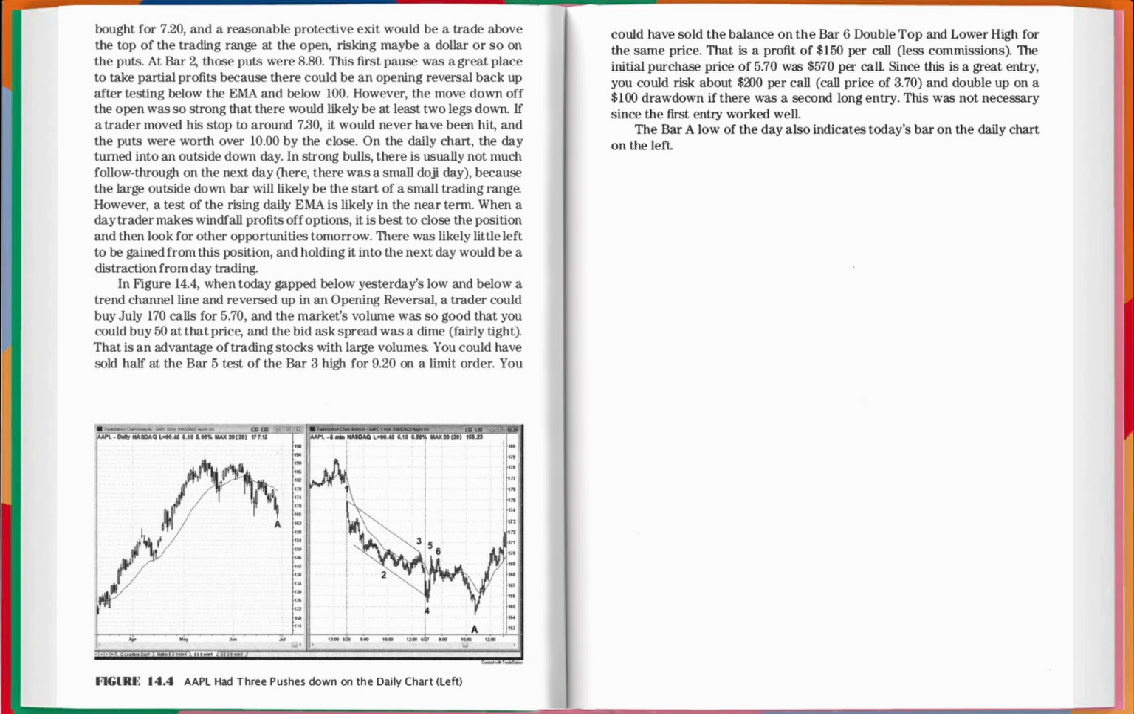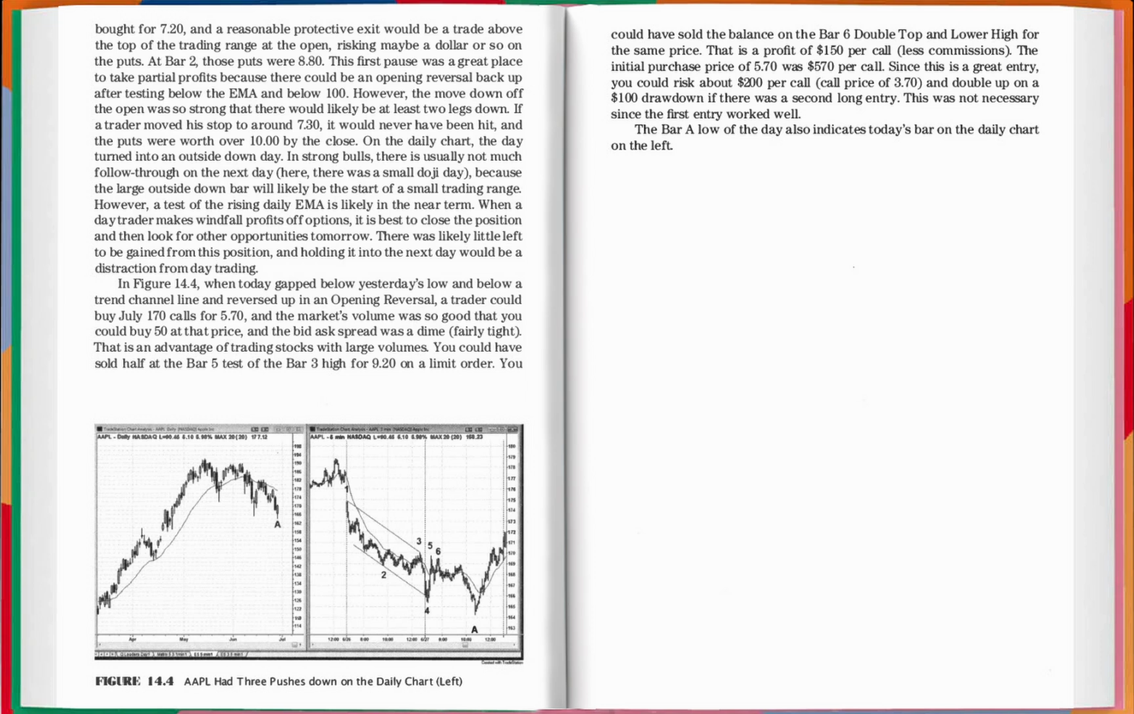However, the move down off the open was so strong that there would likely be at least 2 legs down. If a trader moved his stop to around 7.30, it would never have been hit, and the puts were worth over 10.00 by the close.